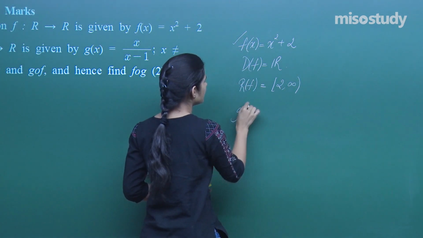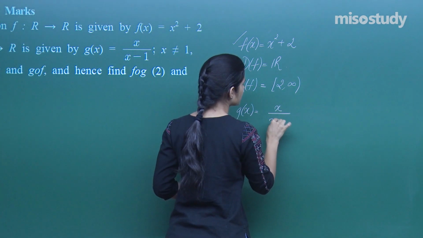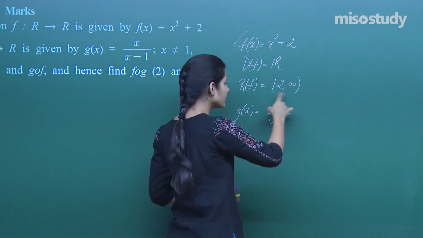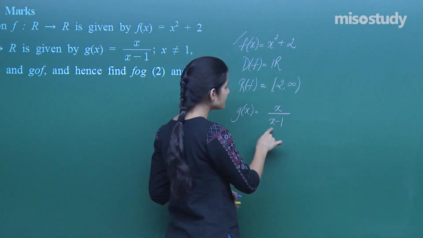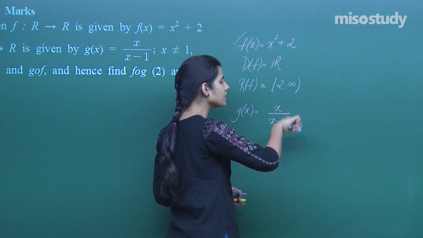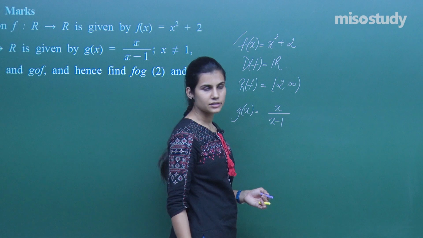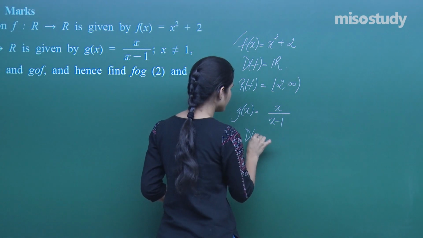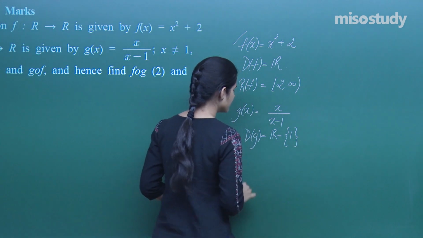This is about F. G of x is x upon x minus 1. Clearly you can see this function refuses to give a real value when you put x equals 1. When you put x equals 1, you get 1 upon 0, which is not a real number. But apart from 1, if you put any real number in place of x, this quantity is giving you a real number as the answer. And therefore the domain of G is all real numbers minus the singleton 1.